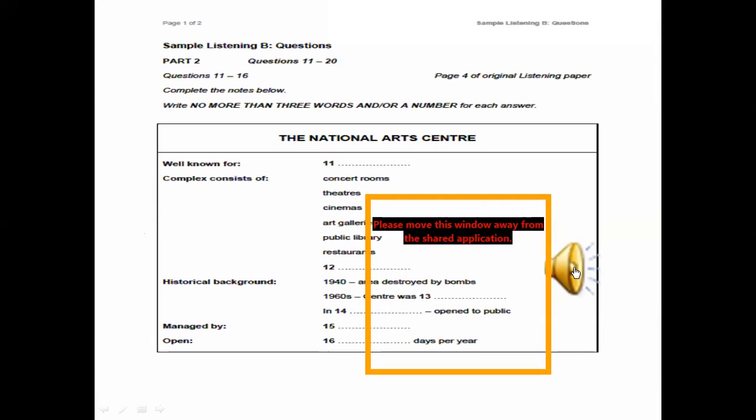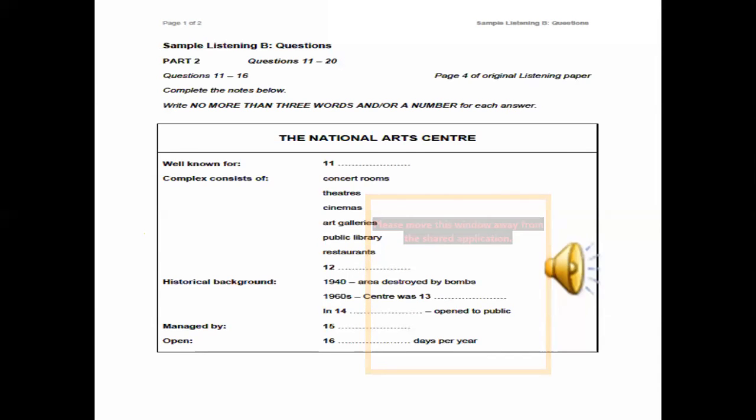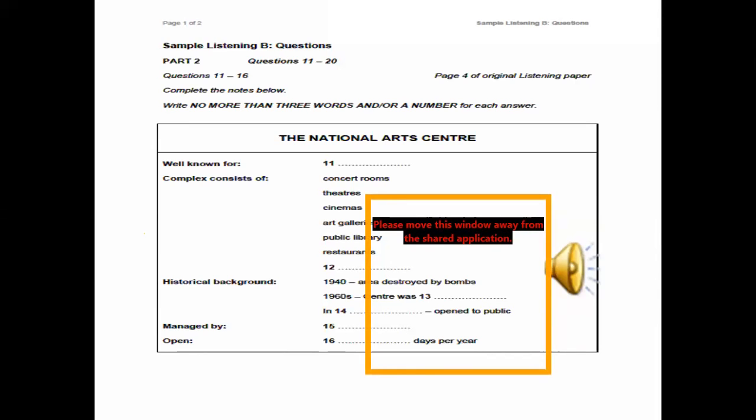Before you hear the rest of the broadcast, you have some time to look at questions 17 to 20 on page 5. And number 12: restaurants and bookshop. Correct. And 13? Planned in the 60s, and the centre was built in the 70s. The centre was built in the 70s is the answer for 13.